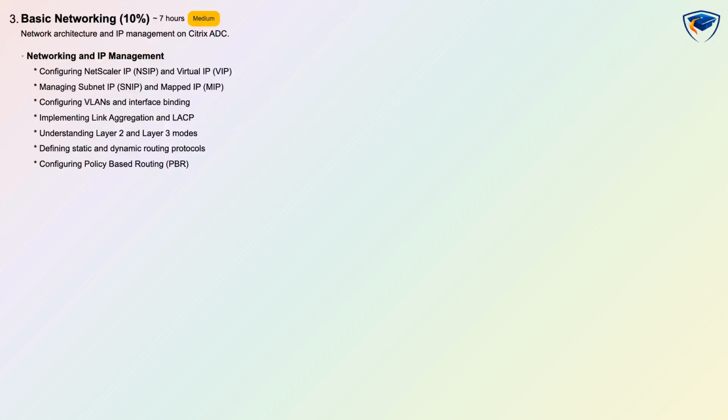Basic networking carries 10% and focuses on network architecture and IP management on Citrix ADC. This domain is medium difficulty, estimated at 7 hours of learning, and assessed with hands-on and conceptual items. You will configure NSIP and VIP, manage SNP and MIP, bind VLANs and interfaces, implement link aggregation and LAP, understand Layer 2 and Layer 3 modes, define static and dynamic routing, and configure policy-based routing.